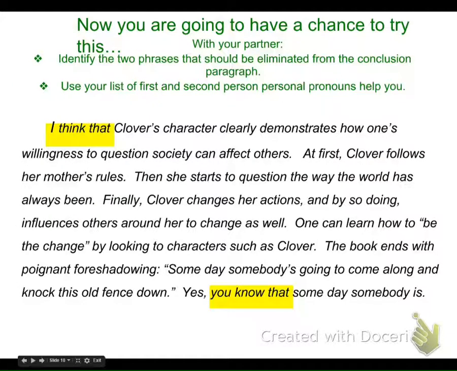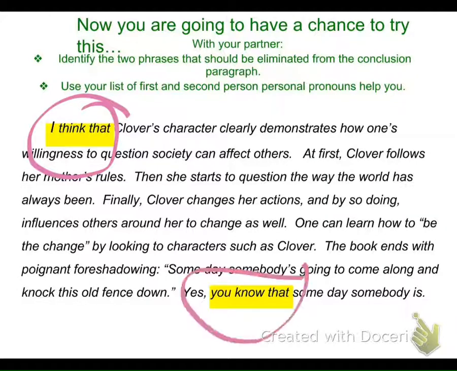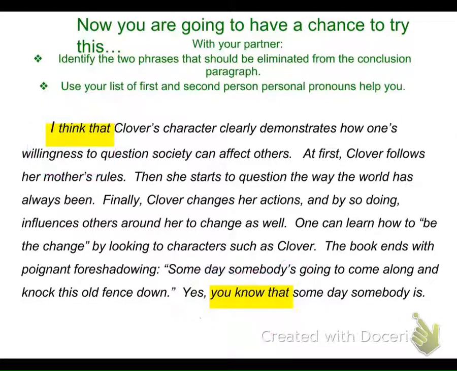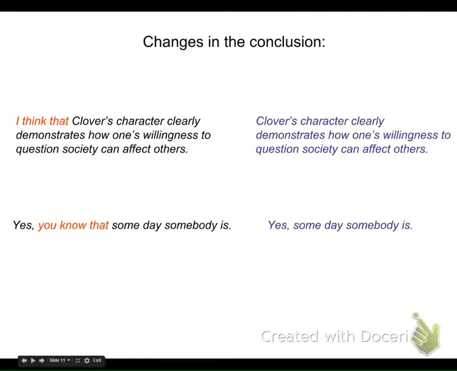So now you're going to have a chance to try, and I want you guys to read this paragraph and then look at where you have I think that and you know that, and try to find some phrases maybe you can input or things that you can take out to get rid of the first and second person. So for some of the examples that I used, or the way that I changed these sentences, instead of saying I think that, I just simply got rid of it, as well as you know that, I simply got rid of it. So yes, someday somebody is, or Clover's character clearly demonstrates how one's willingness to question society can affect others.